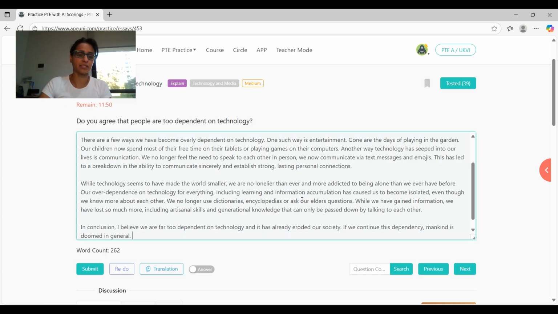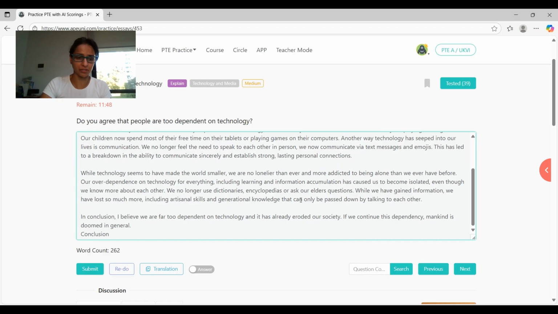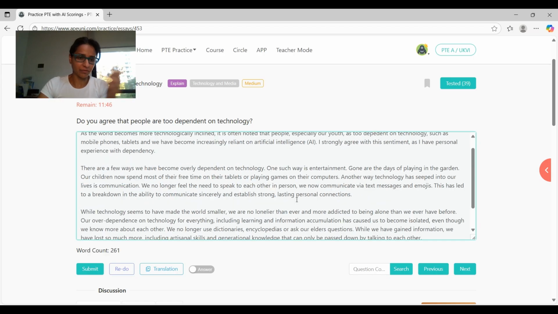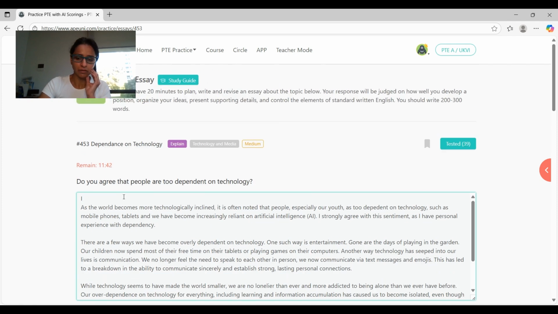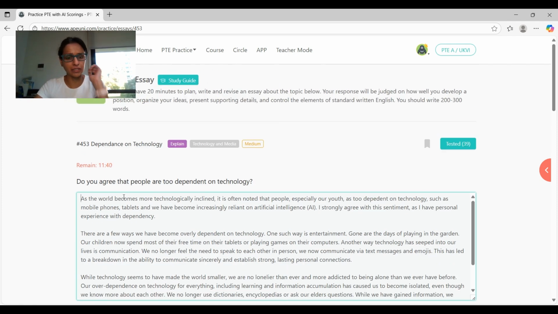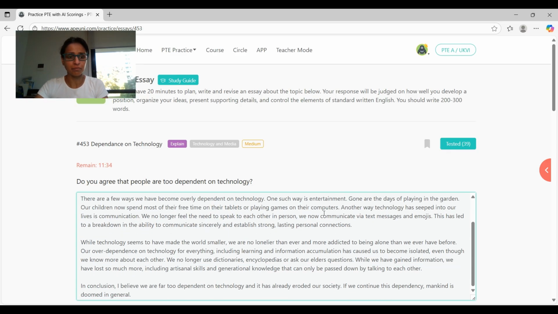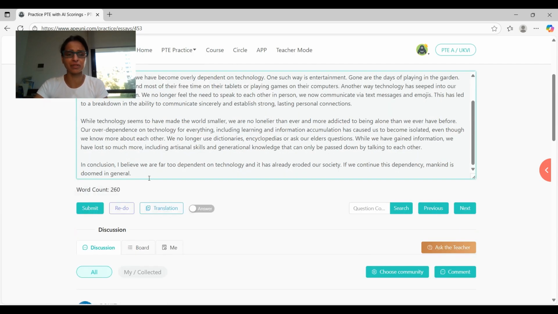All right, so as you can see, I've written here a conclusion. We've got 11 minutes remaining. So we've got an introduction, which is a paraphrase of the statement, and then a direct answer of the question. Body one is ways we have become dependent on technology. Body two is the effects of dependency on technology. And finally is a conclusion with a final thought, okay, with no extra ideas.